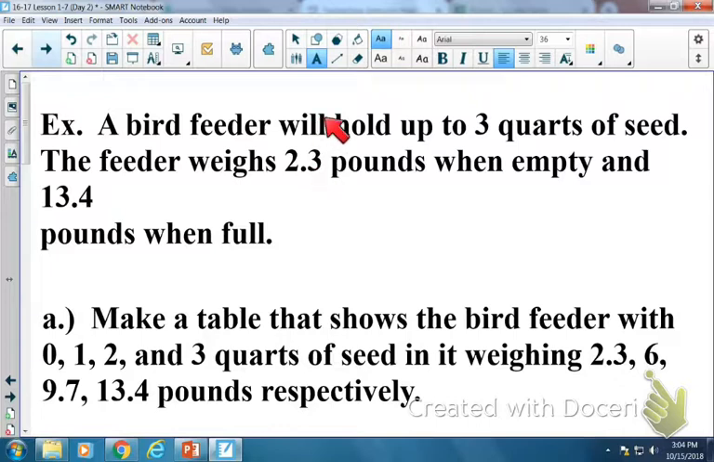So let's say we have a bird feeder and it holds up to 3 quarts of seed. The feeder weighs 2.3 pounds when empty and 13.4 pounds when full. Let's make a table showing that when it's 0 quarts, 1 quart, 2 quarts, 3 quarts of seed in it, it weighs these amounts of pounds respectively, meaning when I have no quarts of seed in it, it weighs 2.3 pounds. When I have 1 quart of seed in it, it weighs 6 pounds. When I have 2 quarts of seed in it, it weighs 9.7, and so on.